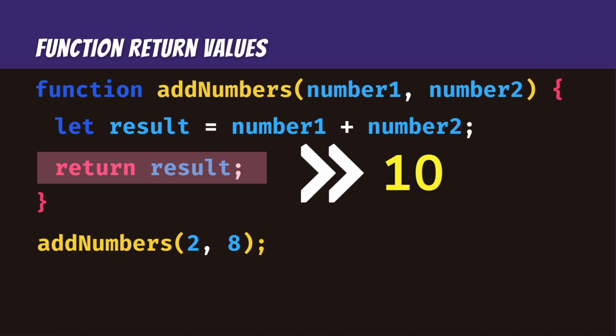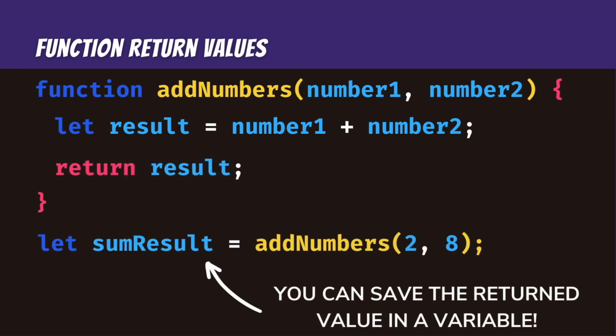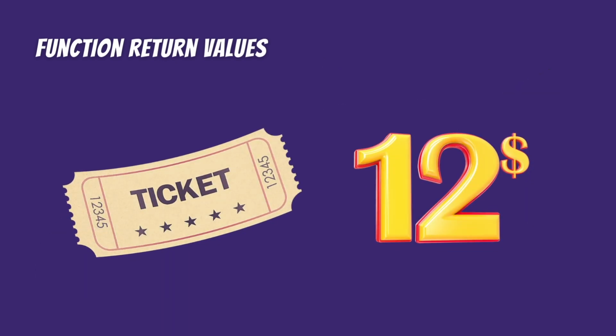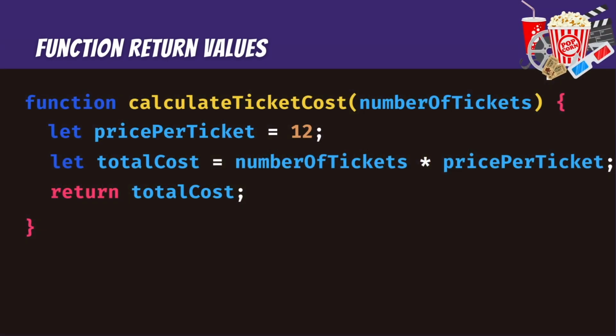Why is this useful? You can save the value returned by a function in a variable, and then use that information to do something practical. Imagine you and your friends want to go to the movies. Tickets are $12 each. We'll write a function that calculates the total cost based on the number of tickets needed. We provide the number of tickets we wish to buy as a parameter, and the function calculates and returns the total cost.